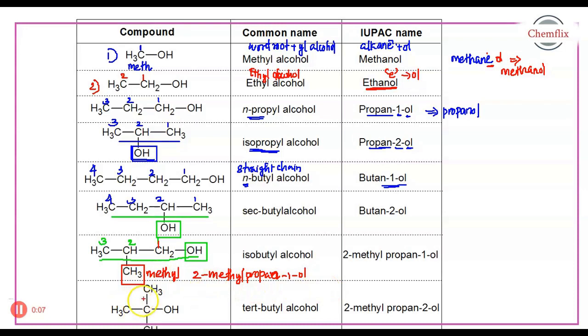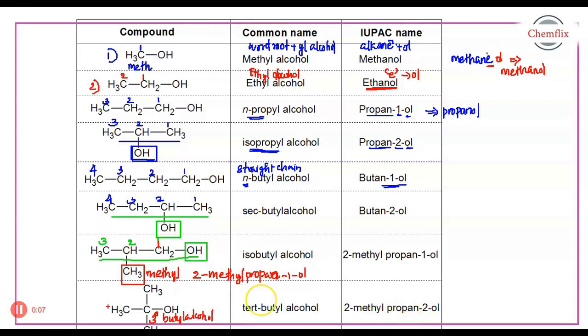Again, moving to the next example, that is, how many carbon atoms are here? 1, 2, 3, 4 carbon atoms are here. So the common name will be, it is a tertiary. Okay, this one is tertiary. So tertiary butyl alcohol will be the common name.